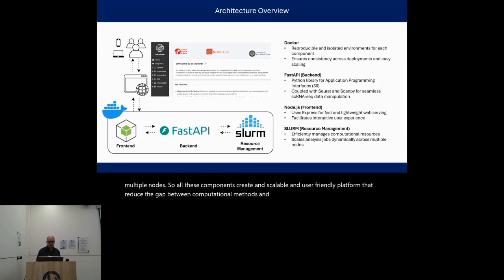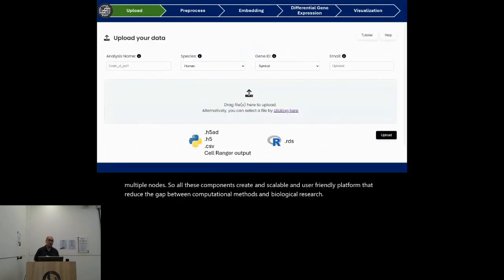The first step in Single-Cell Explorer corresponds to uploading your data. Here you can choose between several formats, both for Python and for R, and you have to define the name of your analysis. You also have to define the species of interest. Currently, we have available human, mouse, and zebrafish. You also have to choose the gene ID. We currently have available gene symbols and Ensembl ID, and you can also use your email to get the result, and you can run it later if you need it.